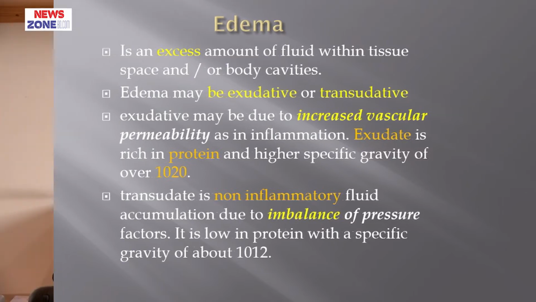I told you that exudate occurs when there is inflammation. What happens? Increased vascular permeability. But in case of transudates, they are non-inflammatory fluids. Why do they occur? That is due to imbalance of pressure factors. So, what are the pressure factors?